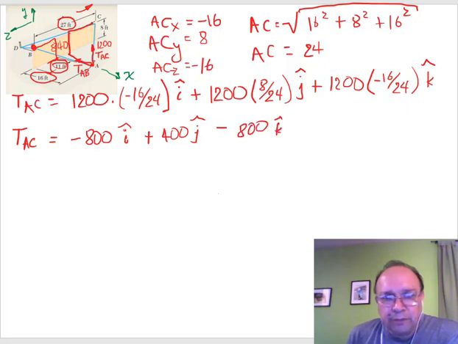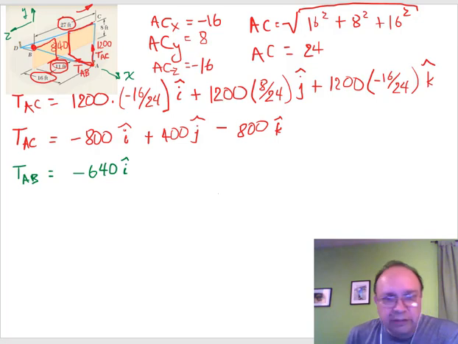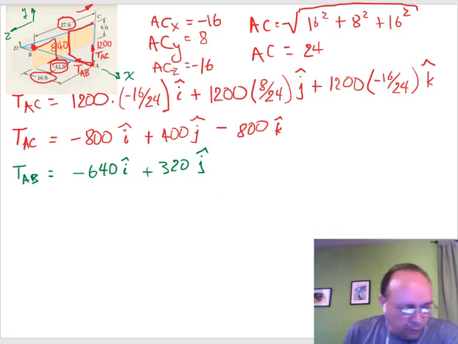And let me bring back here from the other page what we obtained for AB, which was minus 640 i plus 320 j plus 440 k.